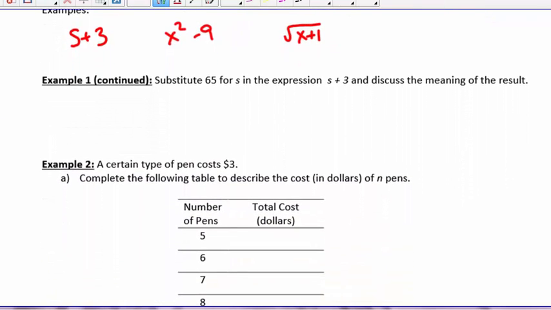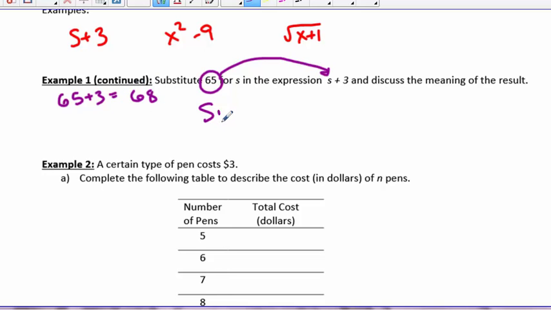Alright. Example 1 continues. Substitute 65 for s in the expression s plus 3 and discuss the meaning. So we're going to substitute 65 in for s. So we've got 65 plus 3 is 68. Now discuss the meaning. So what this means altogether is since 65 was the original value substituted for s, that was the speed limit. And the driver is going 3 miles over, so their current speed is 68 miles per hour.